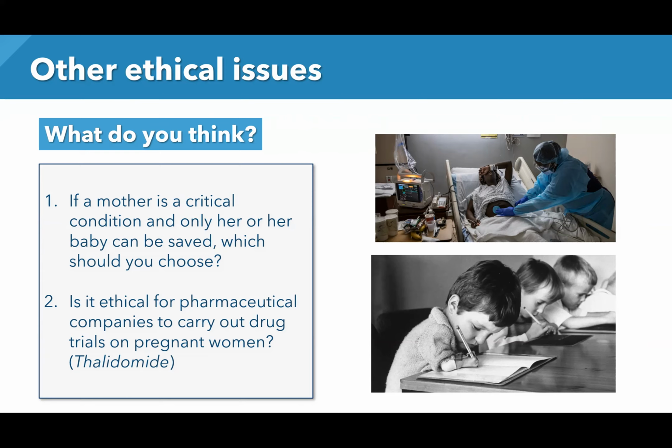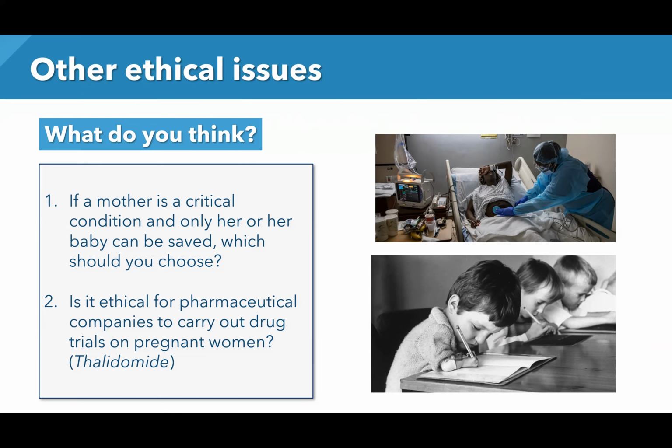And the second question we've got is, is it ethical for pharmaceutical companies to carry out drug trials on pregnant women? And this links directly to the thalidomide scandal, which took place a few decades ago, and it did cause quite an uproar. It was to do with pharmaceutical drug trials with a certain drug which caused severe deformities and disabilities in children, as we can see from this photo. That caused quite a public outrage, and many people after that believed that pregnant women shouldn't be tested on in any situation due to the risk that it could pose to their children.